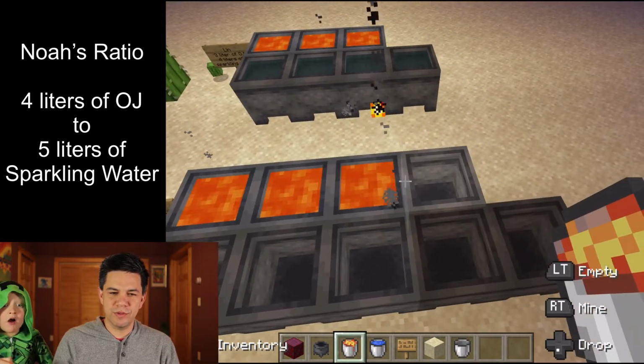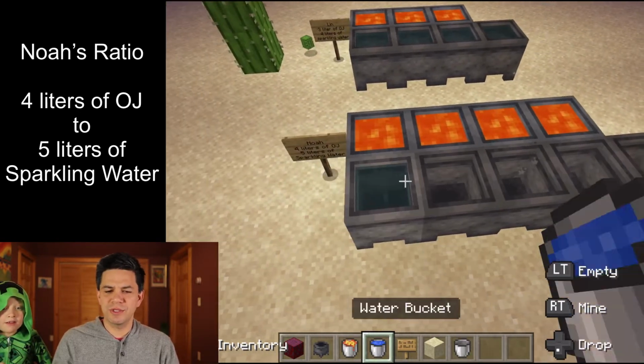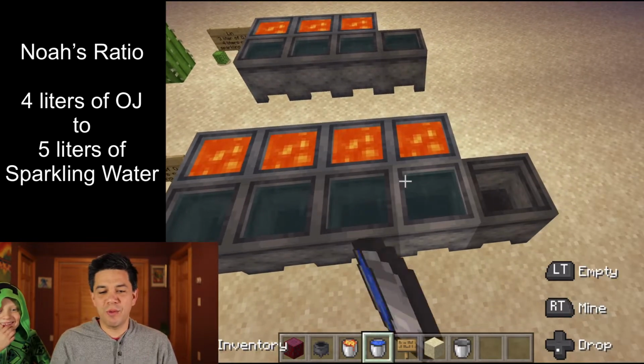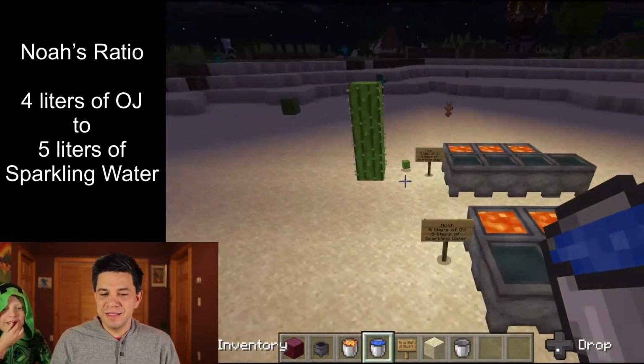Orange juice. By the way, that's orange juice, lava, orange guys. No, that's orange juice. No, that's lava. This is sparkling water, okay? Yeah, I put that in as lava.